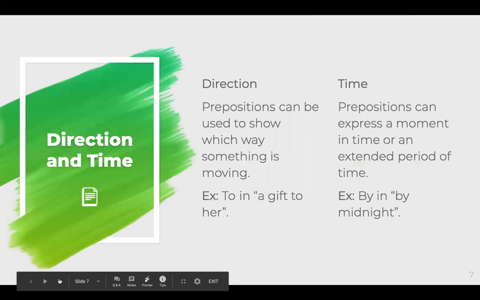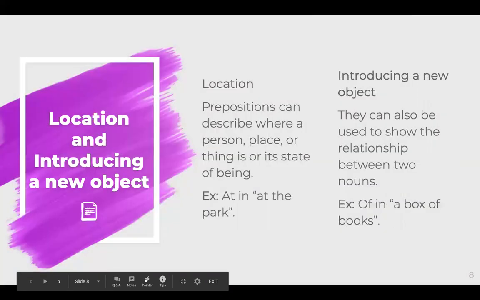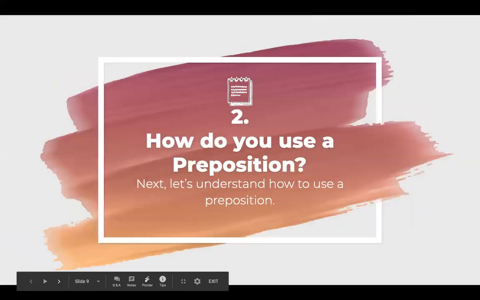Prepositions are usually used for direction to show the way that something is moving, like to in a gift to her. They can also be used to express a moment in time or an extended period of time, like by in by midnight. They can show where a person, place, or thing is or its state of being, like at in at the park. Or they can introduce a new object, like to show a relationship between two nouns, like of in a box of books. Next, let's understand how we use prepositions.